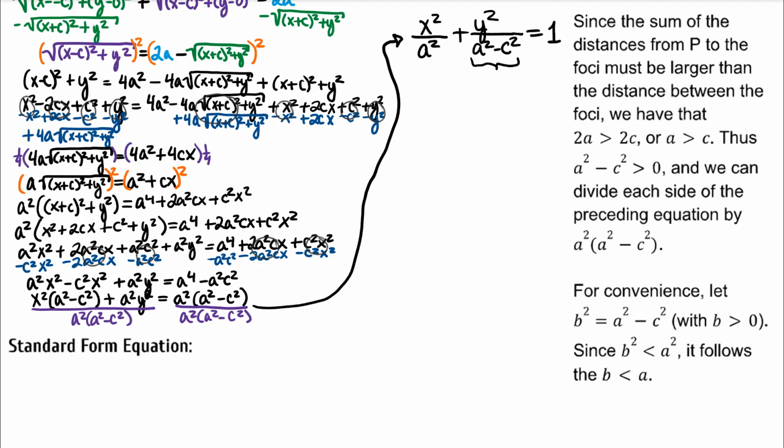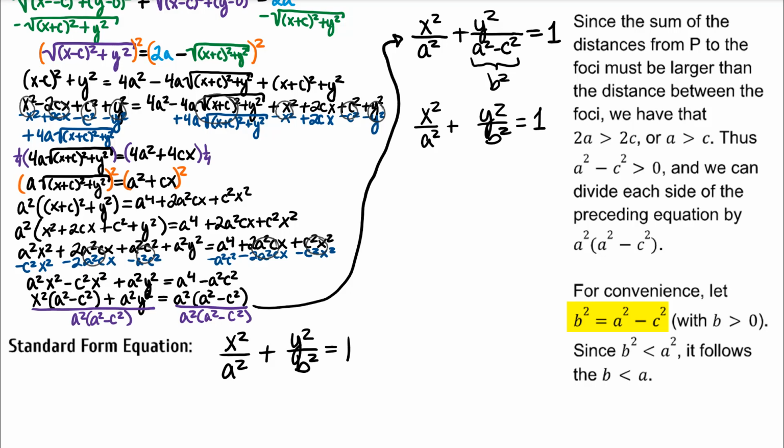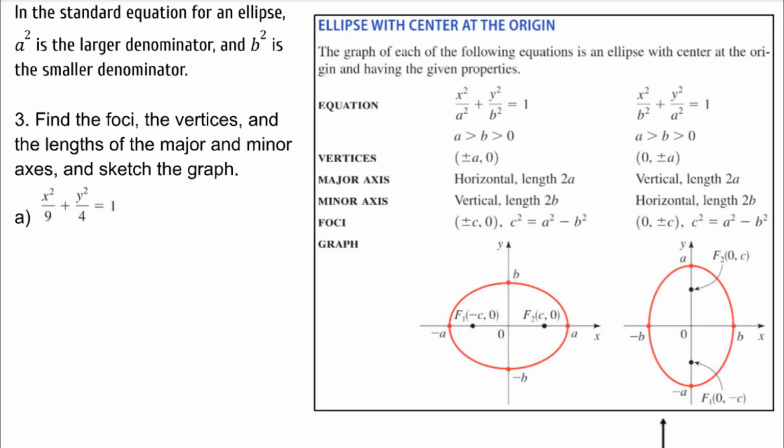For convenience, let b squared equal a squared minus c squared, with b greater than 0. Since b squared is less than a squared, it follows that b is less than a. This makes the standard form equation for an ellipse x squared over a squared plus y squared over b squared equals 1. Because a squared minus c squared equals b squared and a squared is greater than b squared, in the standard equation for an ellipse, a squared is the larger denominator and b squared is the smaller denominator.